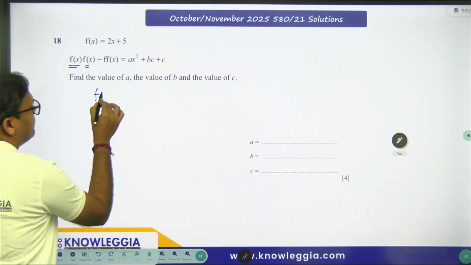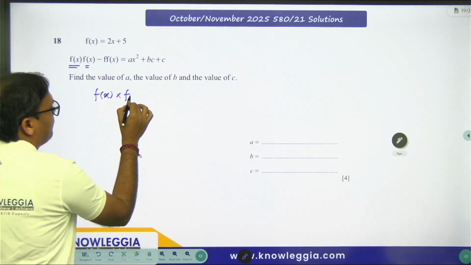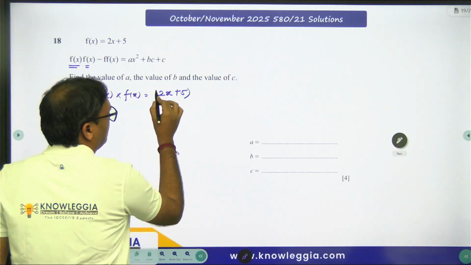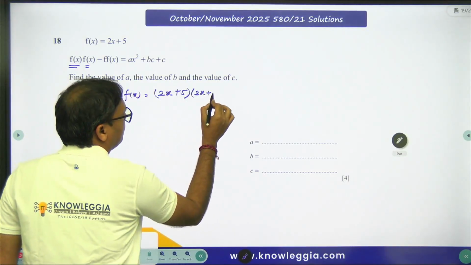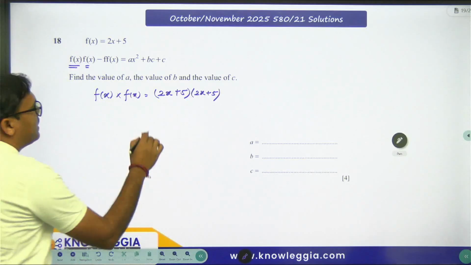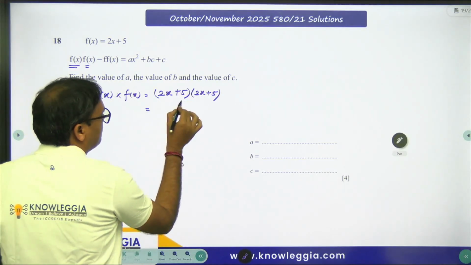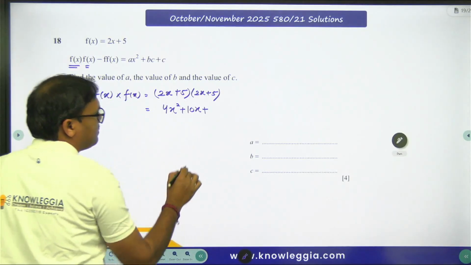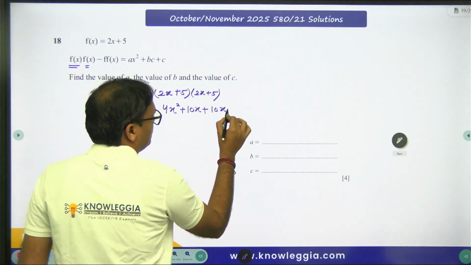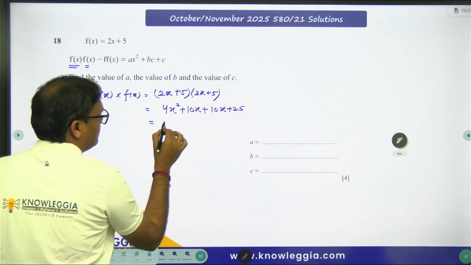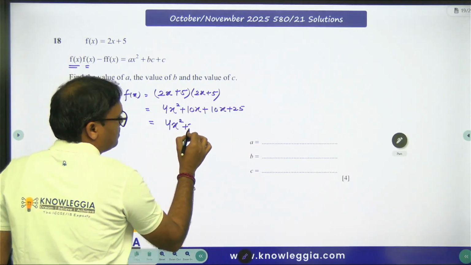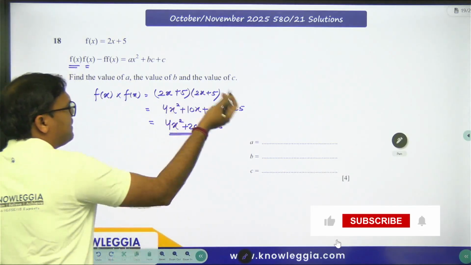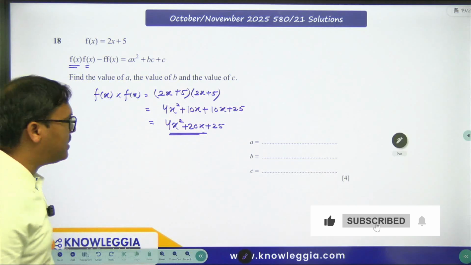So that is fx into fx, which is 2x plus 5 into 2x plus 5, right? So I can say, what is this value? Just multiply. This is 4x square plus 10x plus 10x plus 25. Or you can say this is 4x square plus 20x plus 25. This is clear. Or you can say this is a plus b whole square. You can use the identity also.